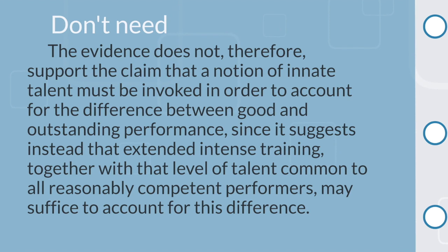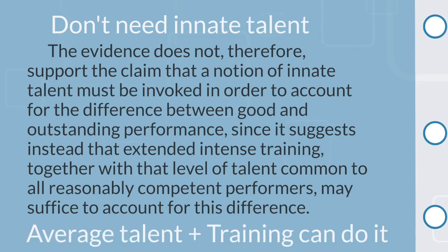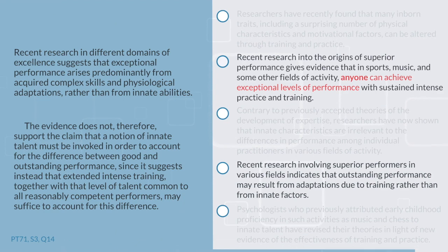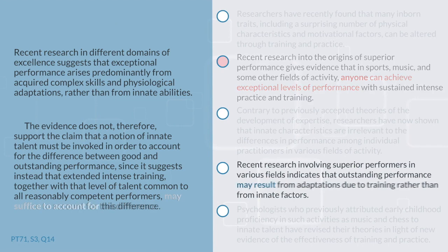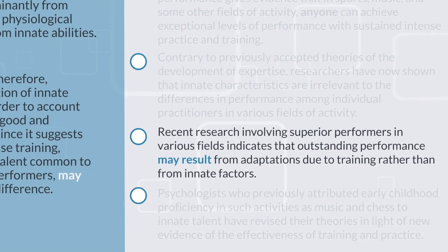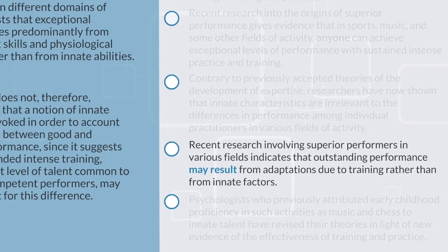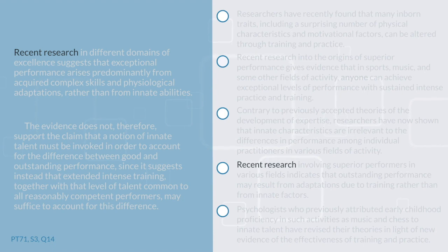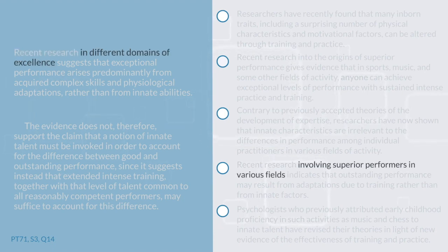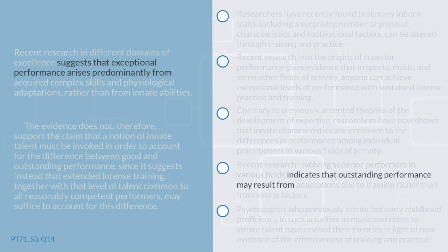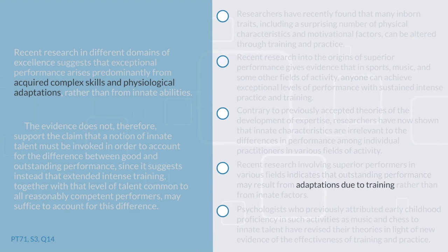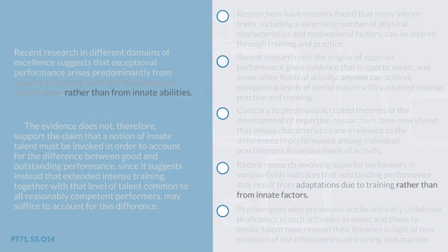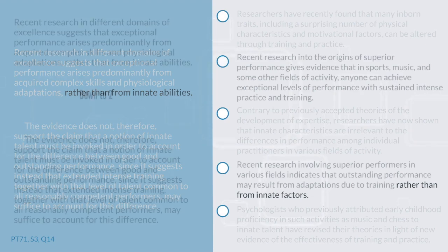Ultimately, it's saying that you don't need innate talent to explain LeBron James. An average level of talent plus an insane amount of training can do it. So it's not the case that anyone can achieve it, because you still need an average level of talent. The language match of D is better because you've got "may result," "may suffice." D actually matches very closely to our first most valuable sentence. Recent research, recent research. Domains of excellence, fields of superior performance. Exceptional performance arises from, outstanding performance results from. Adaptations and training, adaptations and complex skills, rather than innate factors or abilities.